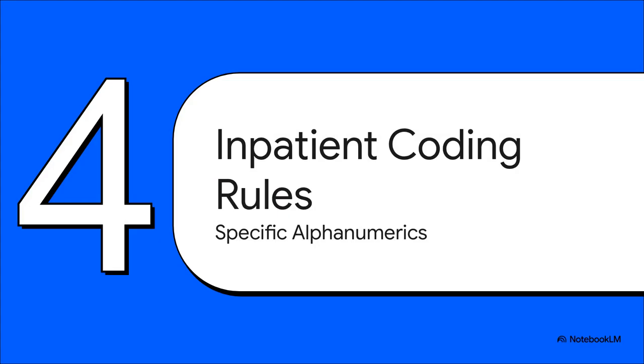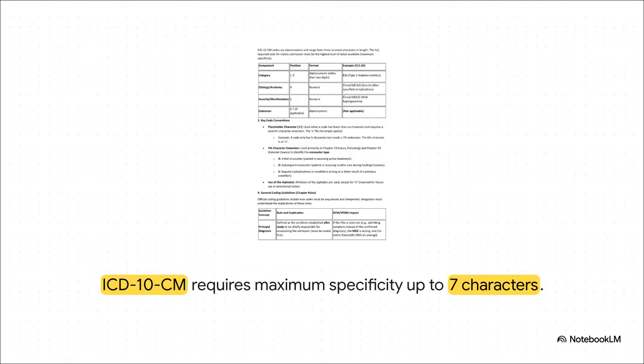All right, Section 4, crucial inpatient coding rules and making sense of all those alphanumerics. When you look at an ICD-10-CM diagnosis code, you realize pretty quickly that these aren't just random letters and numbers. It's a highly structured language requiring maximum specificity, all the way up to 7 characters. The first 3 characters give you the broad category, something like diabetes. But as you move to characters 4, 5, and 6, you're defining the etiology, the anatomy, the severity, like adding with hyperglycemia. The 7th character defines the exact encounter type.